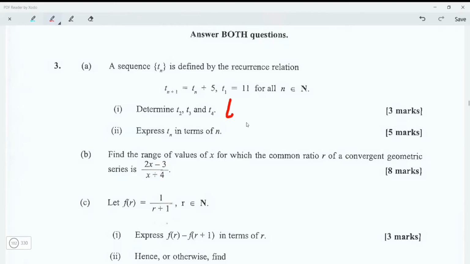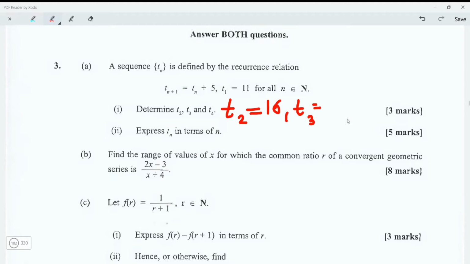To find T2, T2 is Tn when n equals 1, put n as 1. When you put n as 1, you get T2. T2 is T1 plus 5. T1 is 11. 11 plus 5 is 16. So that's T2. We can find T3. T3 is going to be T2 plus 5. 16 plus 5 is 21.